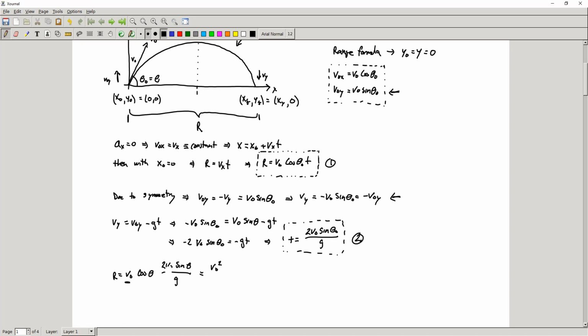Because we have two v naughts here, it's going to be v naught squared over g, and then we have 2 cos theta sine theta. Now this may be familiar to you guys, but this expression in here, there's a trig identity that tells us that 2 times the cos of an angle times the sine of an angle is simply equal to sine of twice that angle. Okay, so that's a trig identity, and this allows us to rewrite this in the following form here.